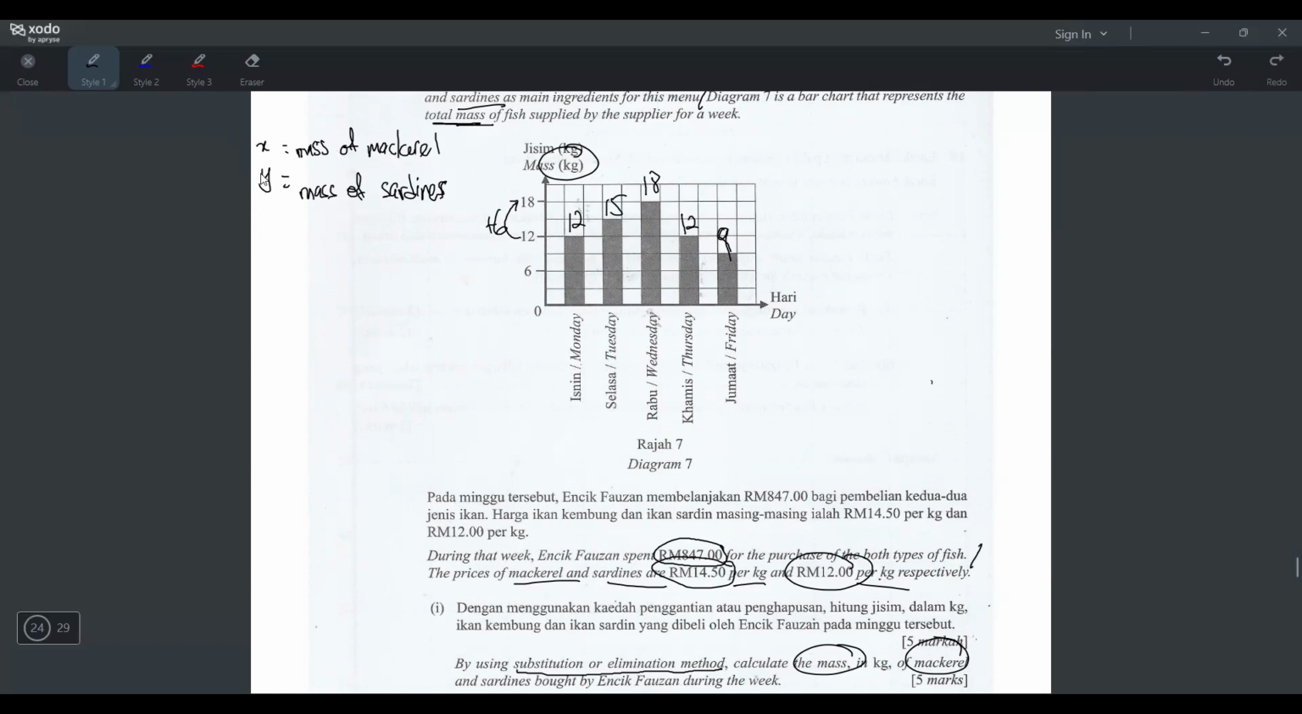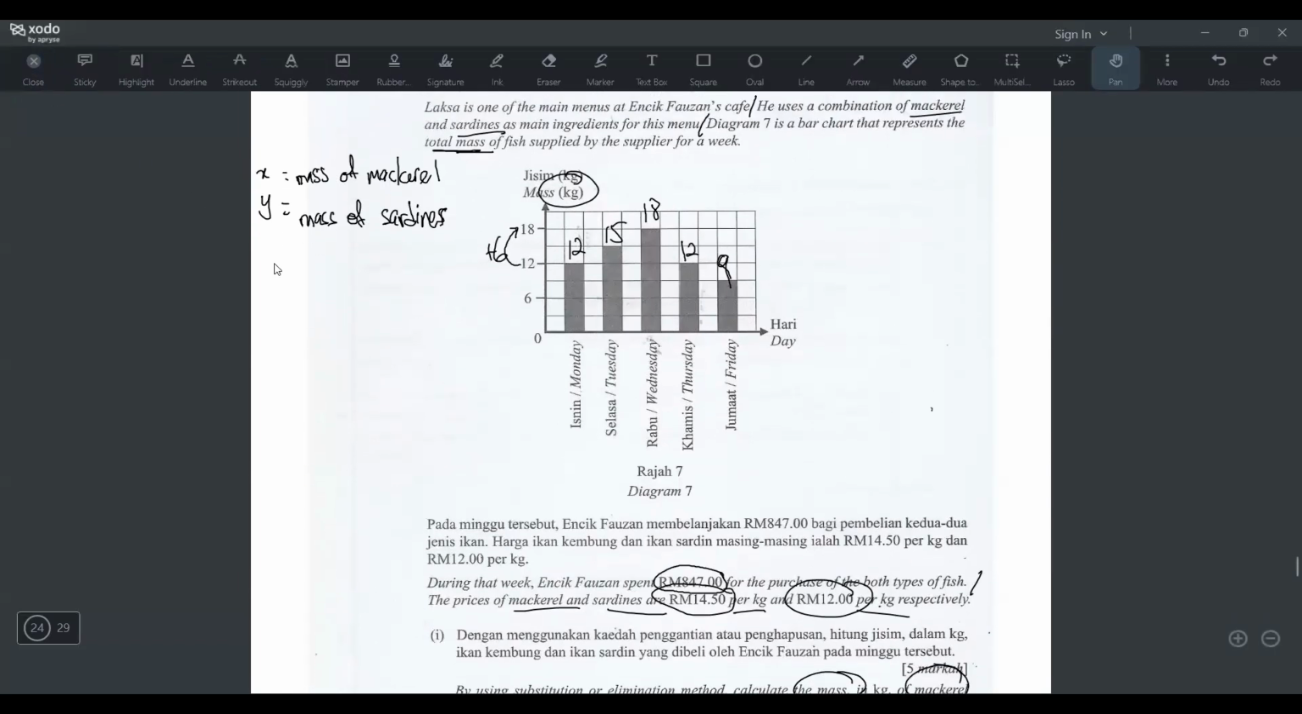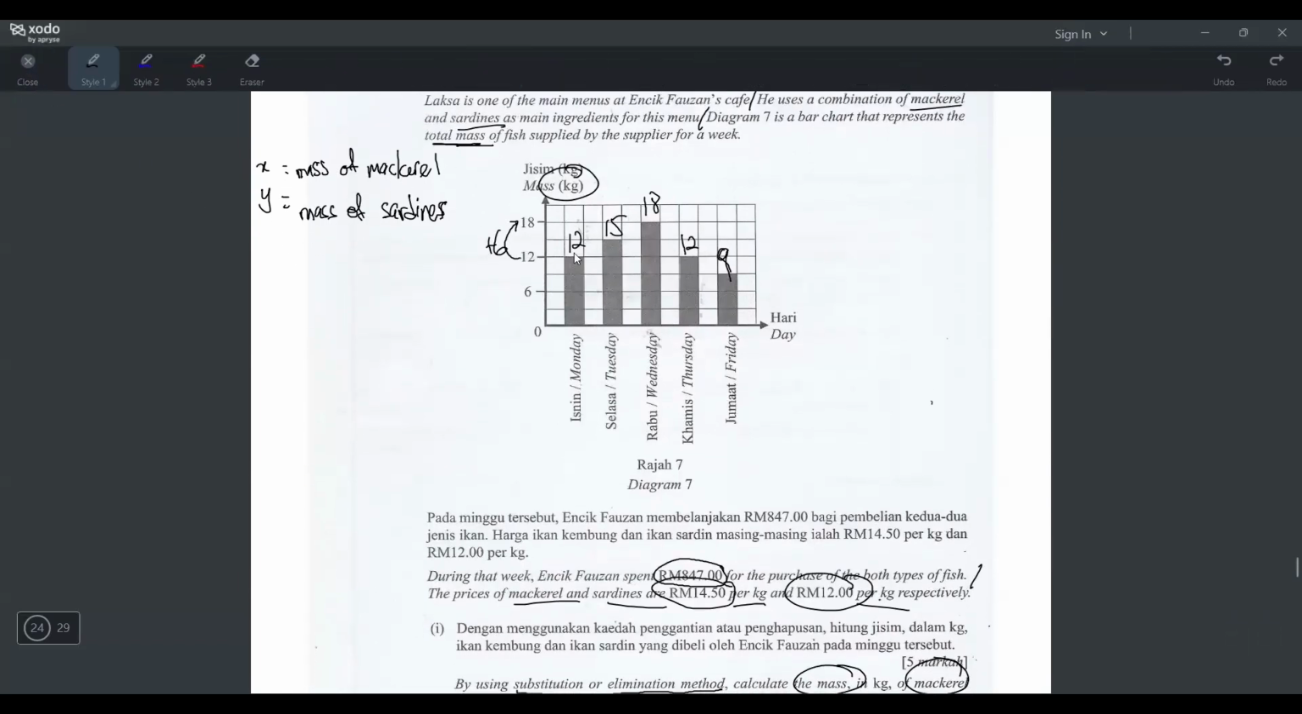So now if you read the question once again, it will be much easier for you to write the equation. Do you remember they tell you this bar chart is the mass, right? So I can just add all of these, and that will be x plus y, because this is the total mass of fish, right? But they never say which fish. It means this bar chart is the total mass for both fish. So just add all of these and then you get the total mass.